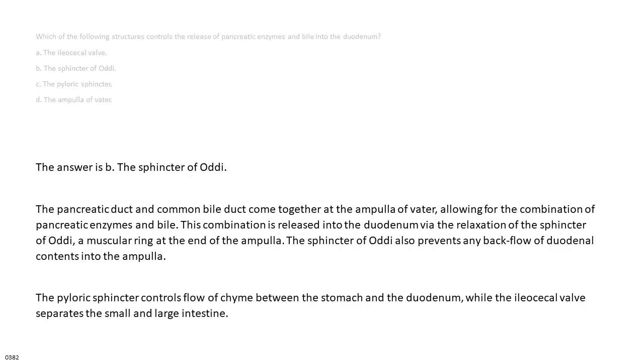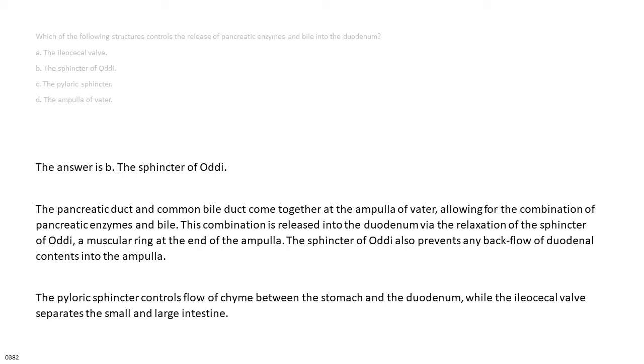The answer is B. The sphincter of Oddi. The pancreatic duct and common bile duct come together at the ampulla of Vater, allowing for the combination of pancreatic enzymes and bile. This combination is released into the duodenum via the relaxation of the sphincter of Oddi, a muscular ring at the end of the ampulla. The sphincter of Oddi also prevents any backflow of duodenal contents into the ampulla.